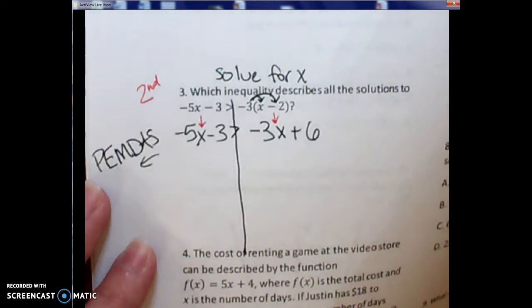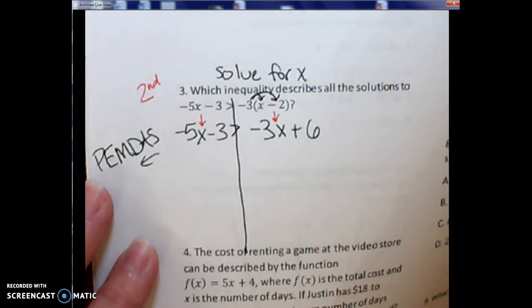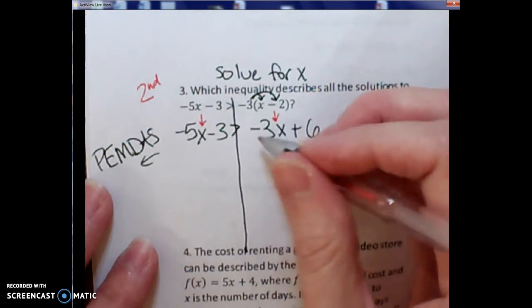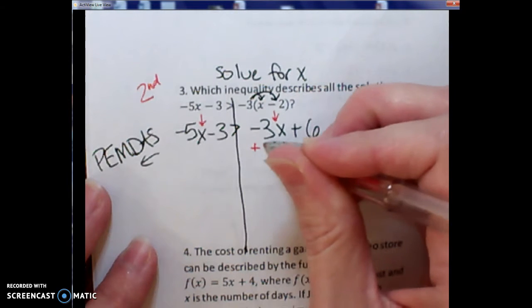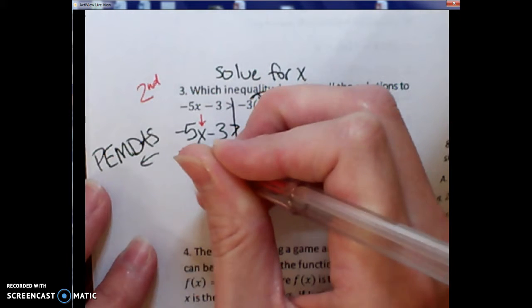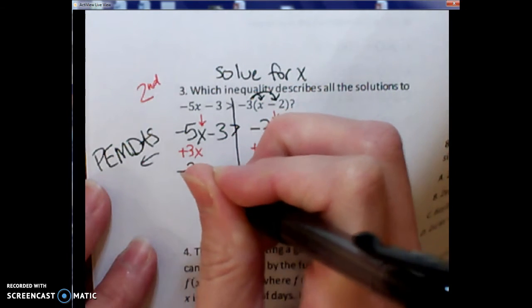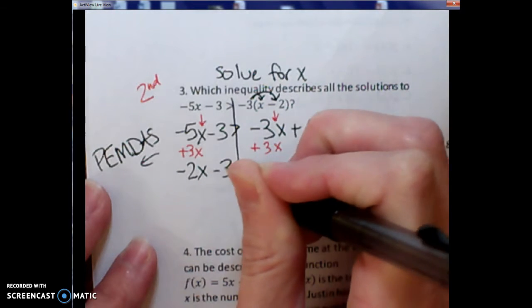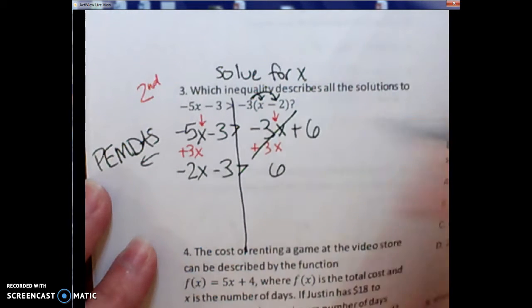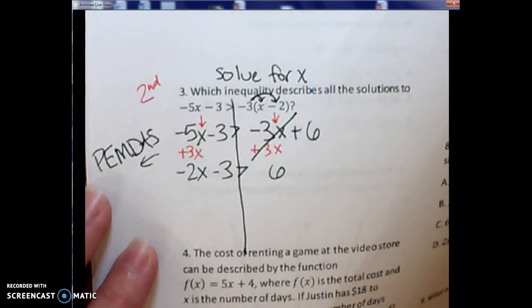So which one did you guys move? You moved the 3? Okay. Since the 3 was negative 3x, I would have to add it to move it to the other side. So if I add it to the other side, I'm going to end up with negative 2x minus 3 is greater than 6. Yep.